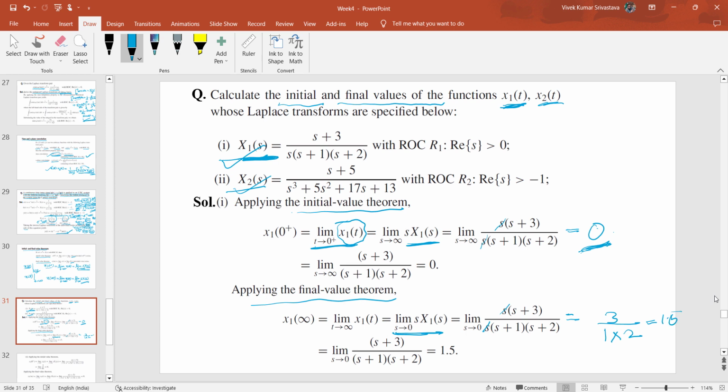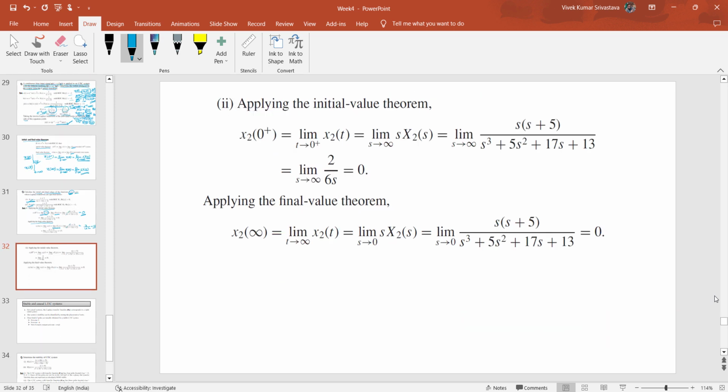So this is the final value of this signal x1(t). Similarly, we can calculate the initial value and final value of the second signal, that is x2(t). For calculating the initial value corresponding to this signal x2(t), we will take the limit as s tends to infinity of s times X2(s).